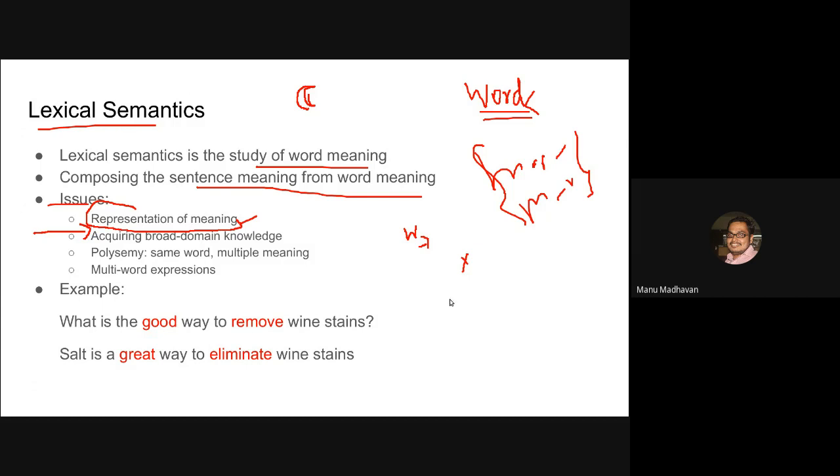So one issue of a handmade dictionary, a handmade lexical resource, is that composing it and understanding the meaning is a very difficult task. And it cannot efficiently keep polysemy, that is, a word which has multiple meanings. So how to get the meaning of the particular word?